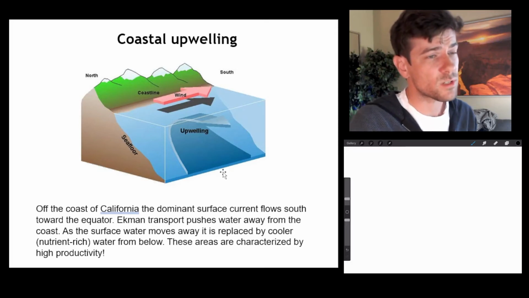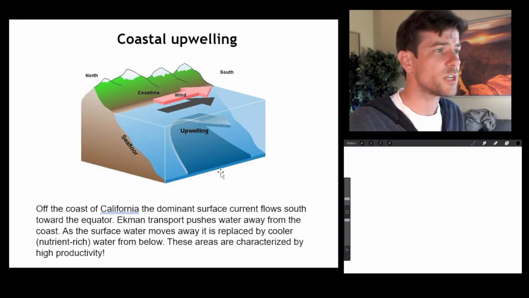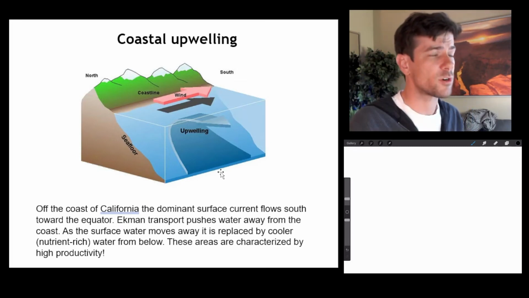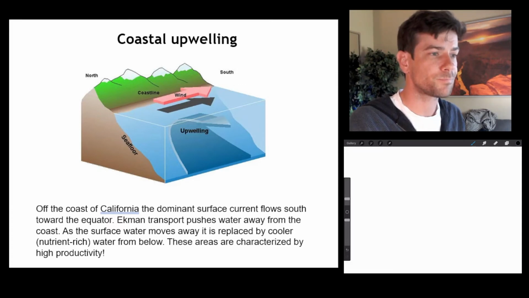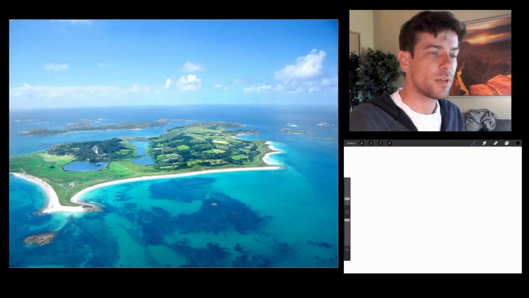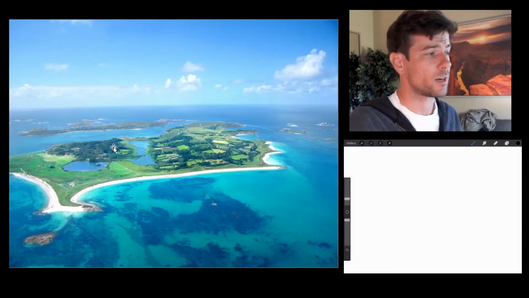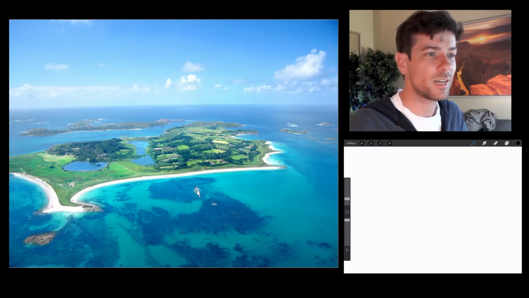It supports lots of photosynthetic production, which supports higher trophic levels like fish, which are really important for people, for food source and the global economy. Okay. Another interesting implication of these currents is that we have unexpectedly warm or cold temperatures at different latitudes.